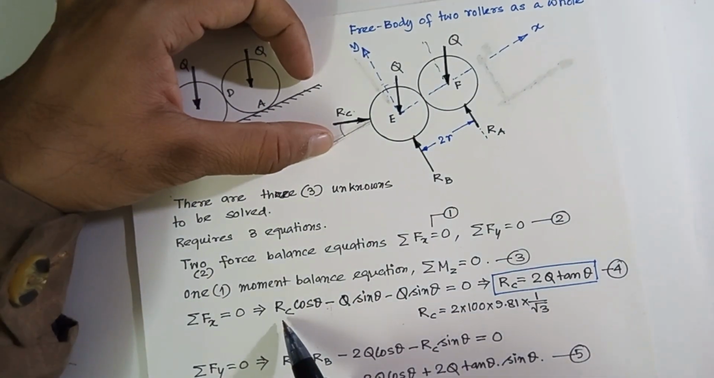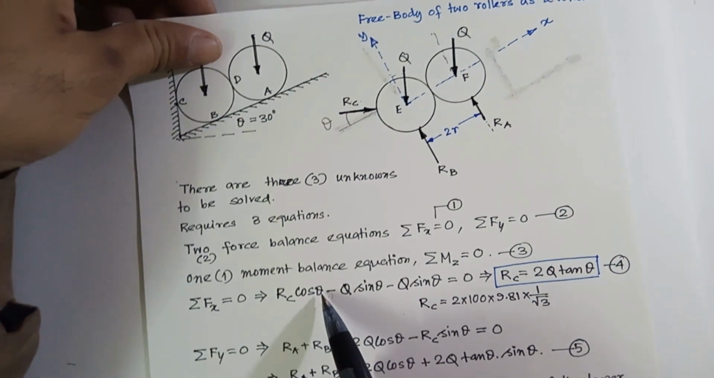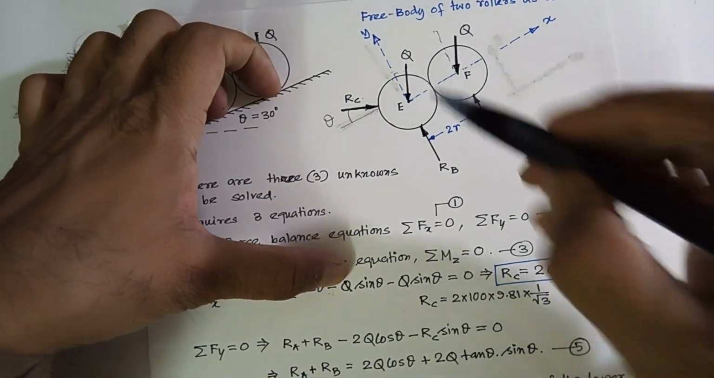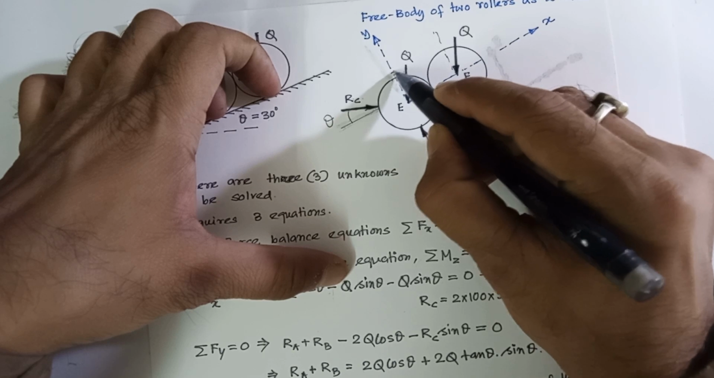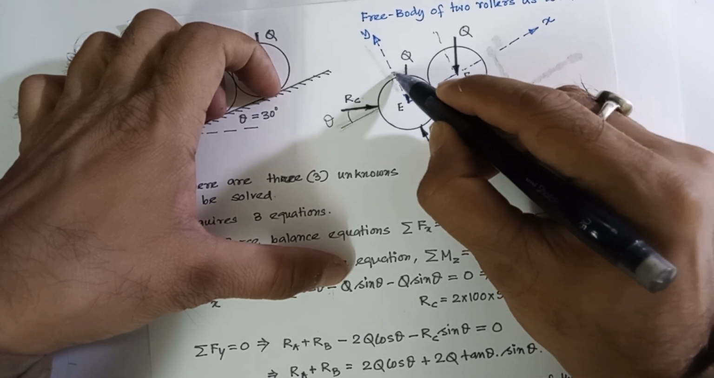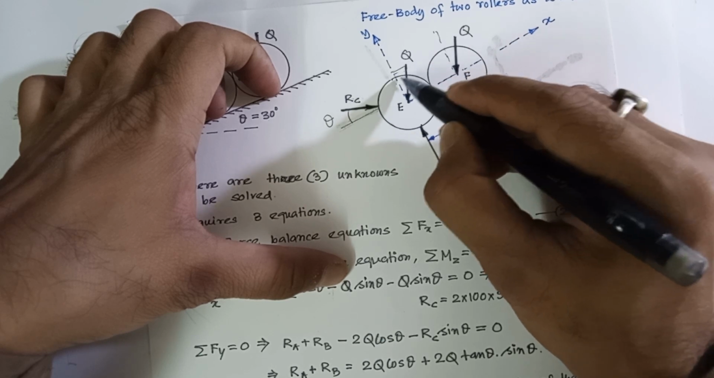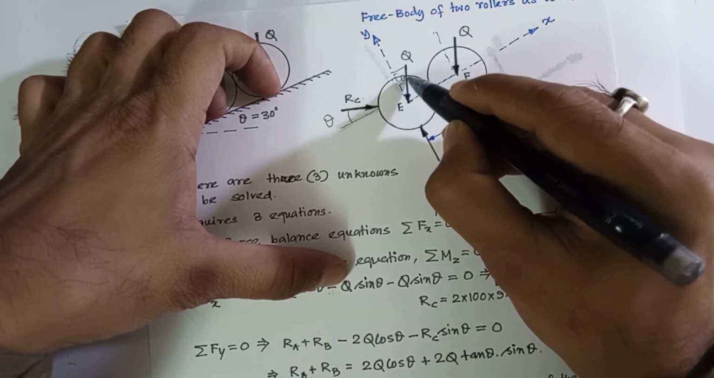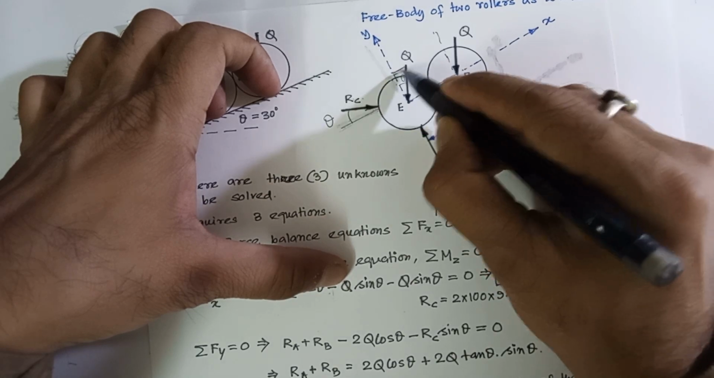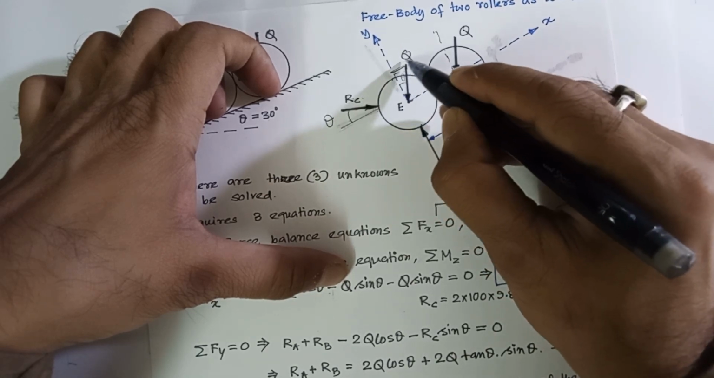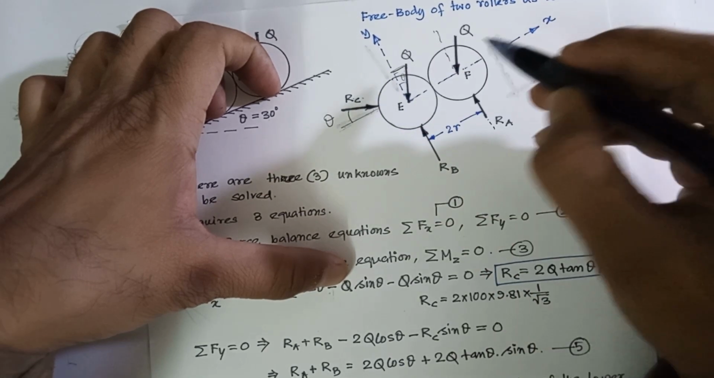Okay. So I have written along the positive x direction, it is RC cos theta minus q sin theta. Why? Because q is in this direction. So with the y direction, the angle of q is theta. This is theta. Therefore, perpendicular to that direction, the component of q is q sin theta.